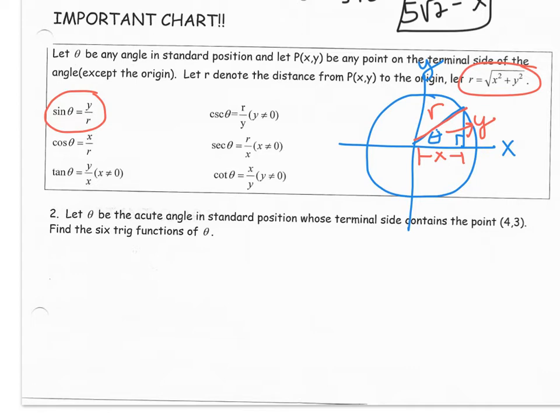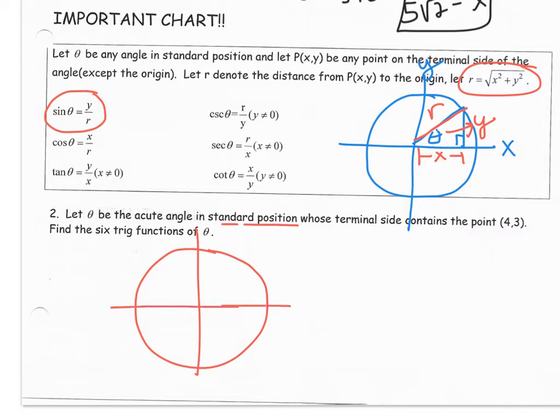So number 2 says, let theta be the acute angle in standard position. So if I start drawing it in standard position, remember what that means. It means the initial side is on the positive x-axis, and whose terminal side contains the point (4, 3). Okay, so we have to remember that the point (4, 3) is in the first quadrant. So positive, positive. So if I draw this out here, (4, 3).